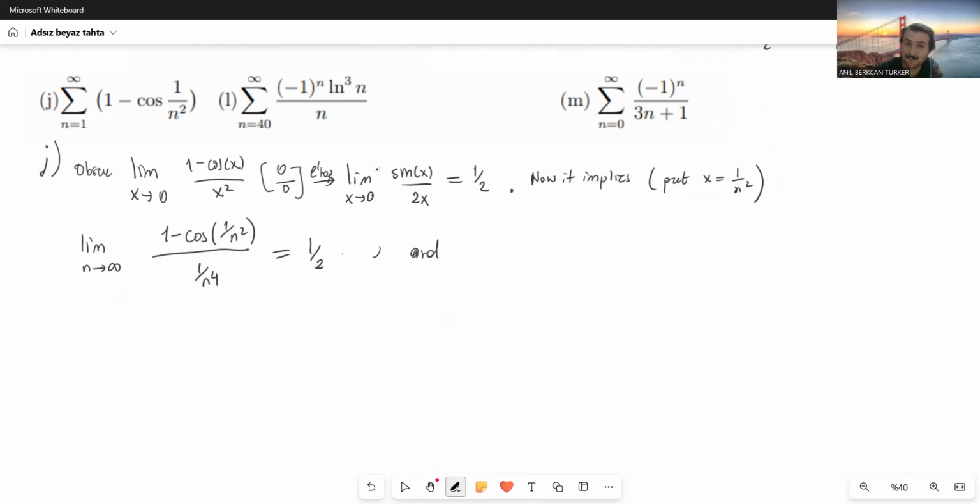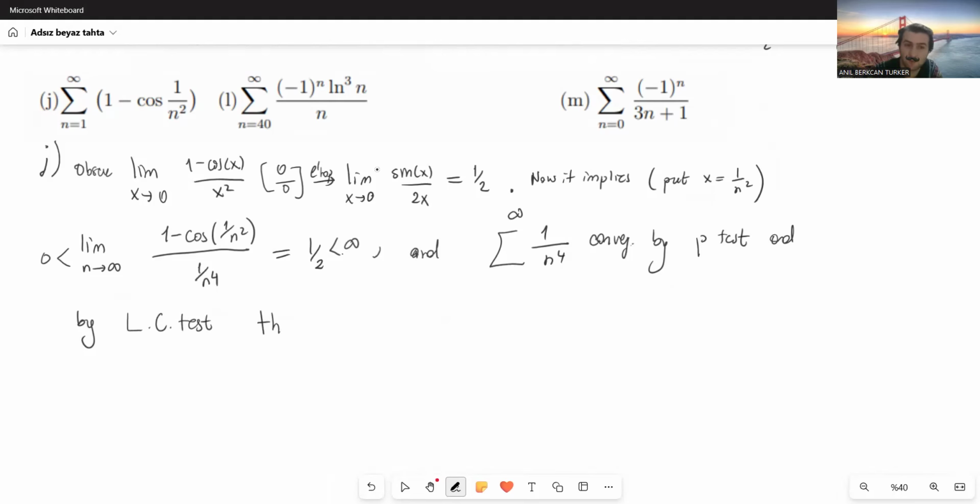And 1 over n to the power 4 is convergent by p-test. And by limit comparison test, the limit is less than infinity and bigger than 0. By limit comparison test, this series is convergent.